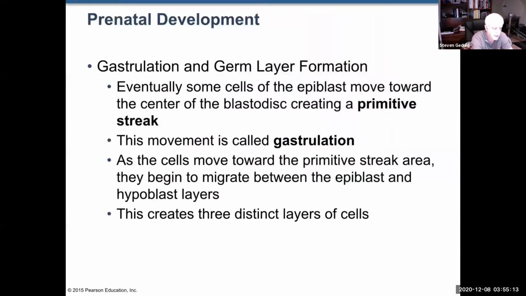Okay, gastrulation and the germ layer formation. Some of the cells of the epiblast move towards the center of the blastodisc. That creates what's called your primitive streak. This is called gastrulation. As the cells move towards the primitive streak, they begin to migrate between the epiblast and the hypoblast. That creates a 3rd layer.